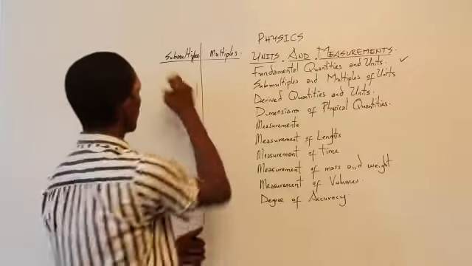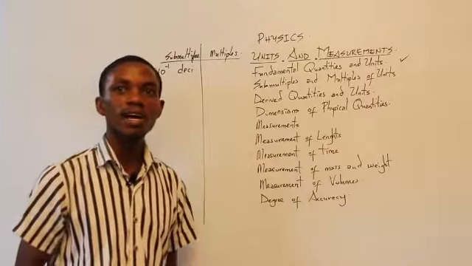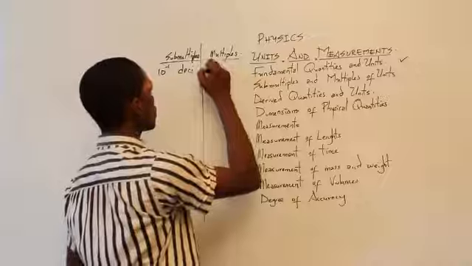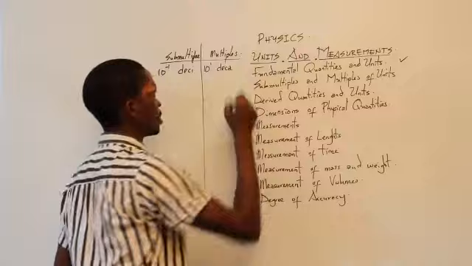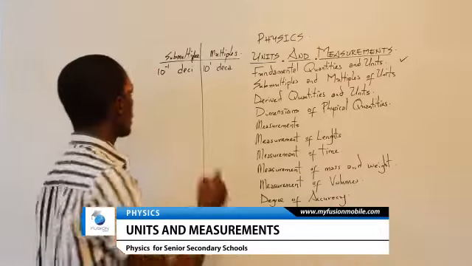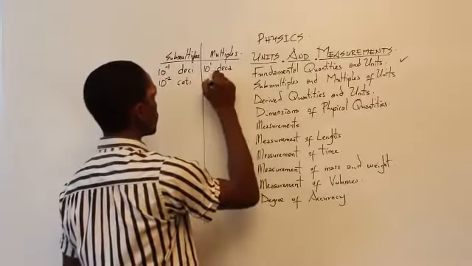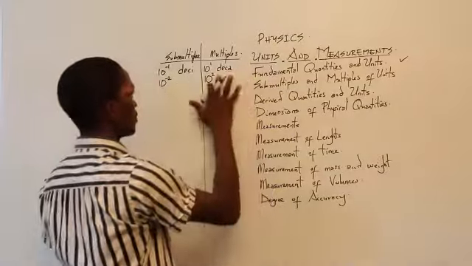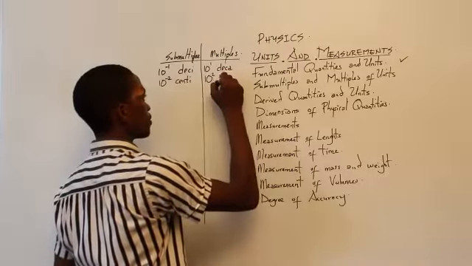We have submultiples as 10 raised to the power minus 1, which goes with the word deci, just like you have in decimeter, decigram, and the likes. And we have its counterpart, which is 10 raised to the power of plus 1, which goes by the name deca, just like we hear in decagon. And also we have the centi, which is 10 raised to the power of minus 2, and the hectare.